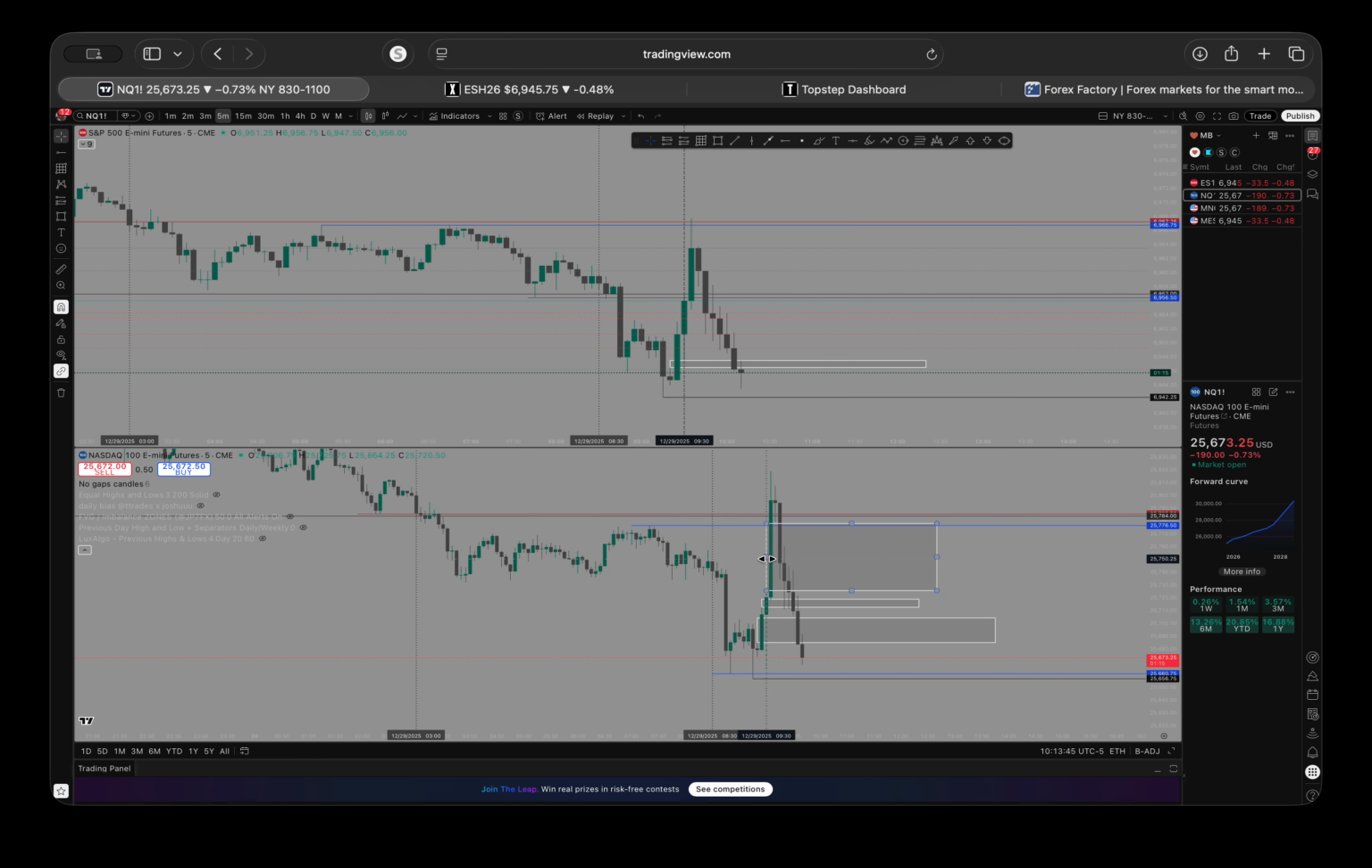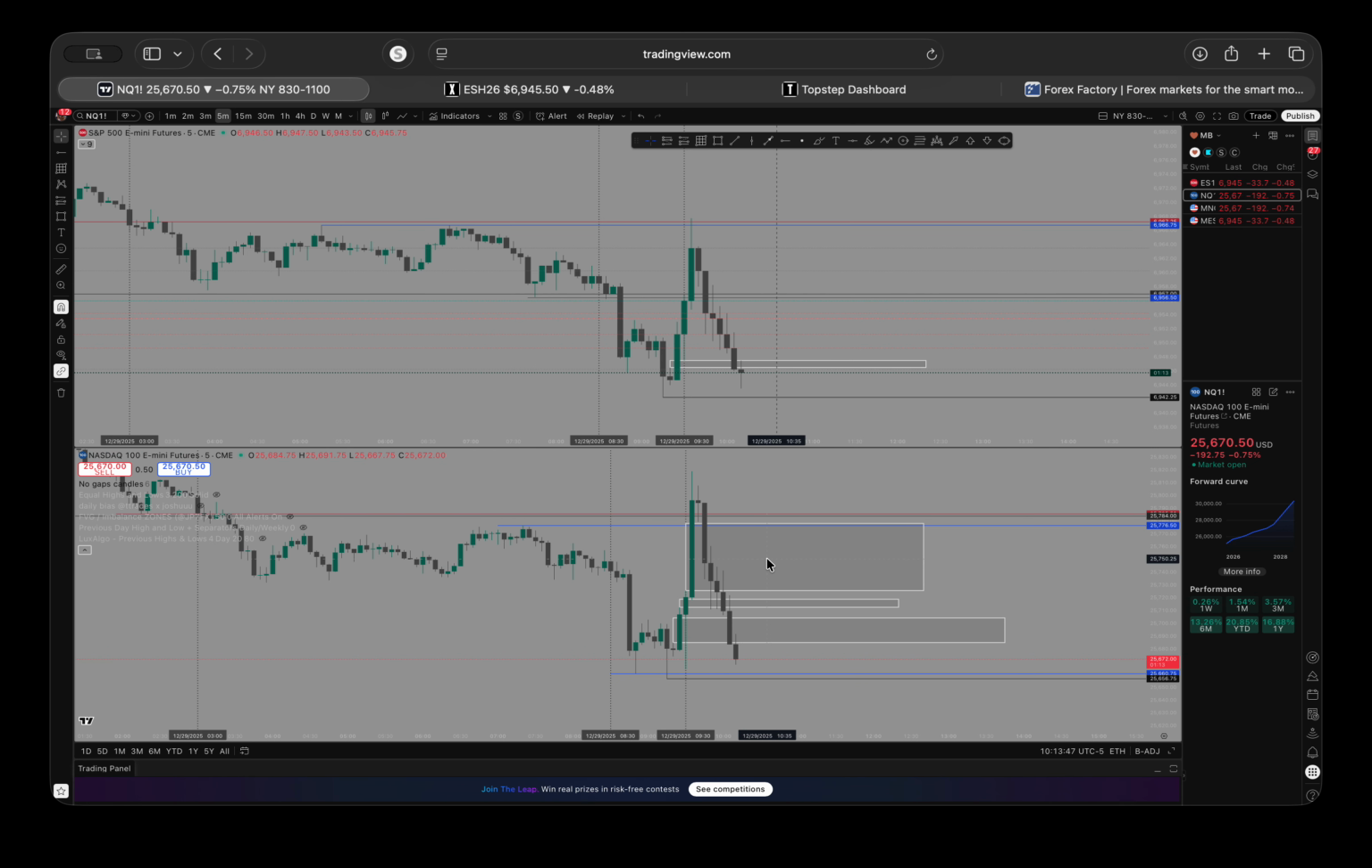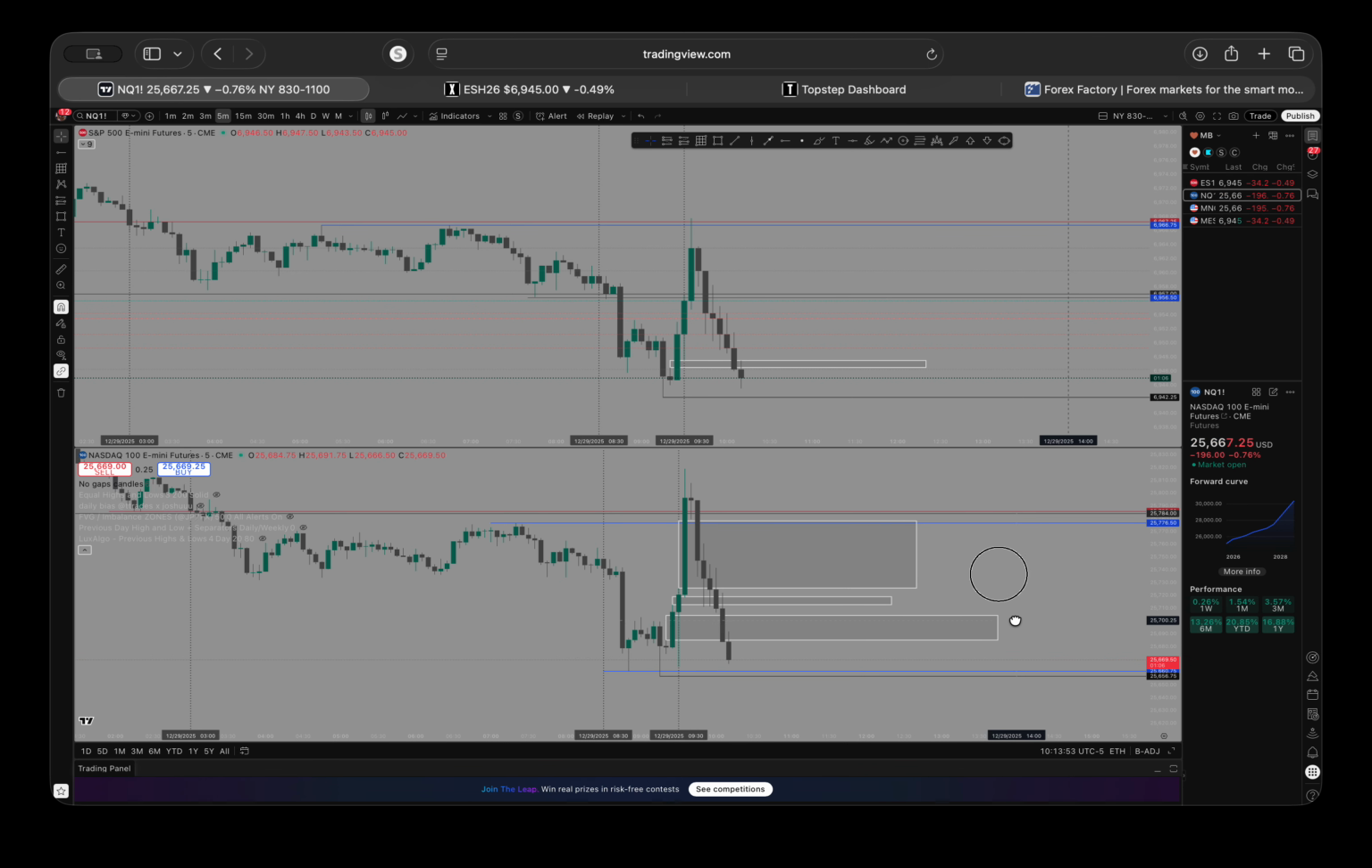We look for a fair value gap. We look for it to be tapped into. We look for equilibrium, all the things.